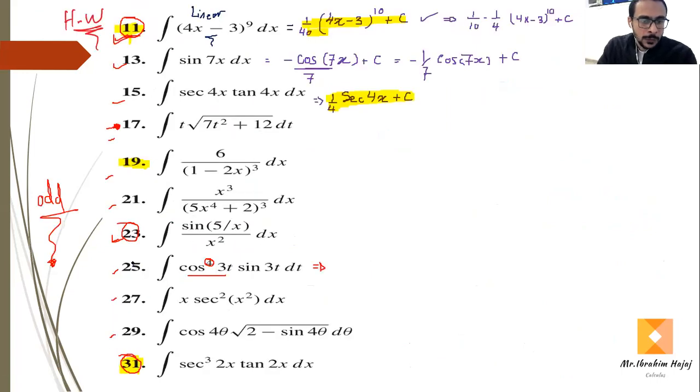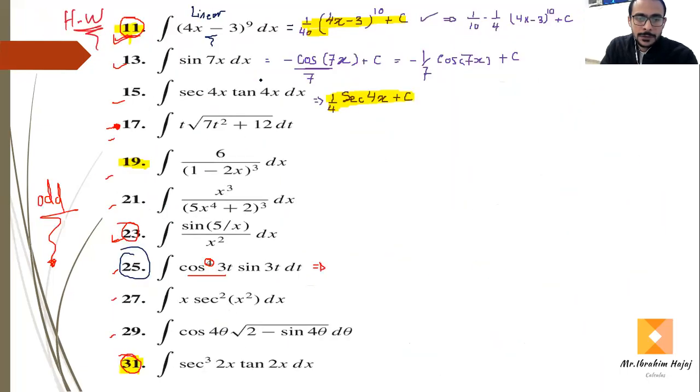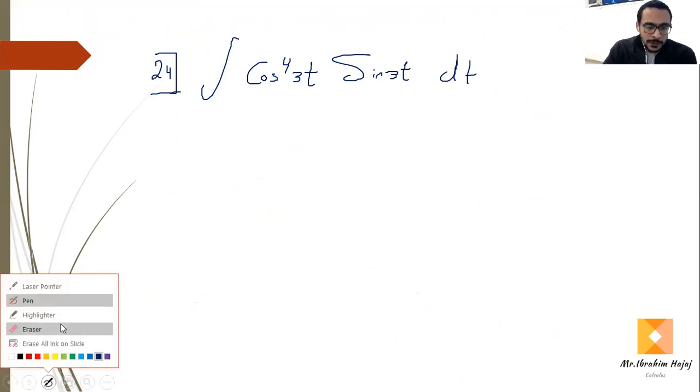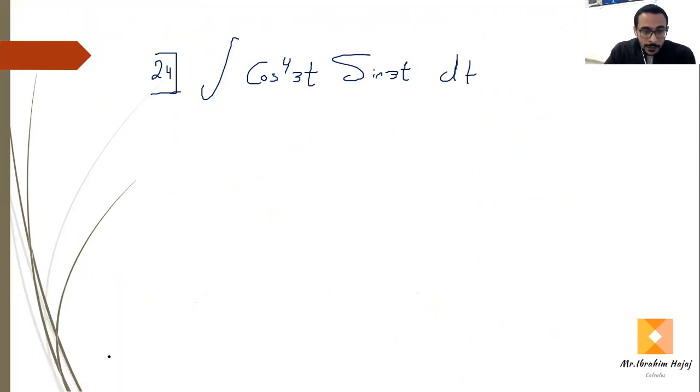Question 25. The integral of cosine to the power of 4 of 3t, sine 3t dt. How to find the value of this integral? You can use trig identities, not trig substitution.